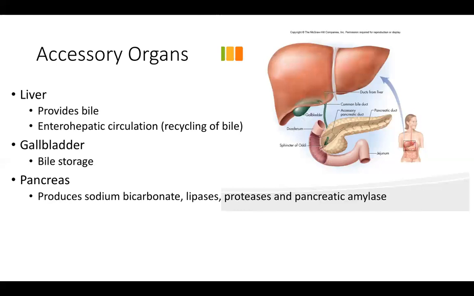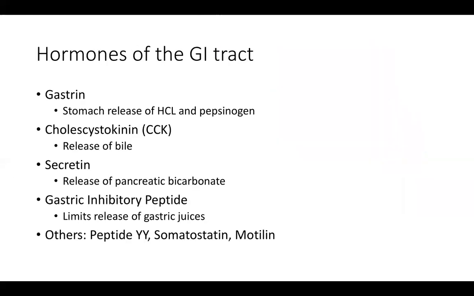Bicarbonate, like we saw on that pH scale, has a pH of about 8 and helps neutralize that acidic chyme that's in the intestine. And by neutralizing the chyme, it helps protect the small intestine from erosion from that acid.